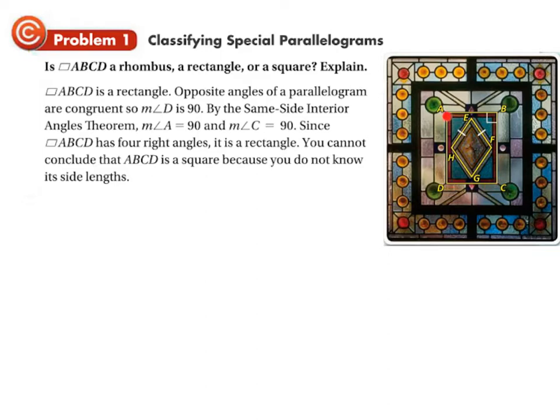Parallelogram ABCD. We know that in a parallelogram, we have consecutive angles summing to 180. So if this is 90, this must also be 90, and this must also be 90. We also know that opposite angles are congruent, so that's got to be 90 as well. We have all four angles 90 degrees. We don't know about their side lengths. We can't say that all four are the same, so we can't further classify it as a square. We don't know that, so we know it's a rectangle.